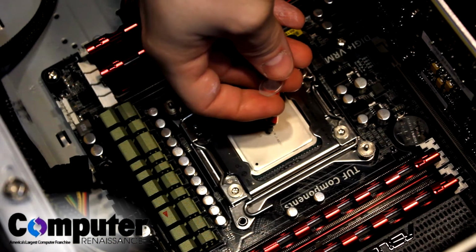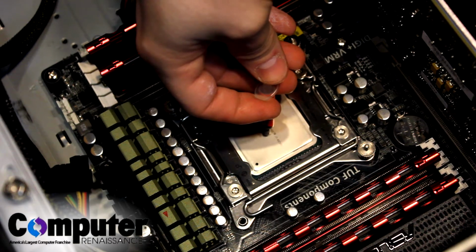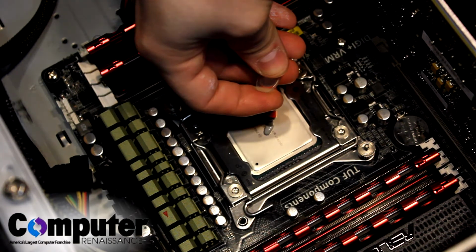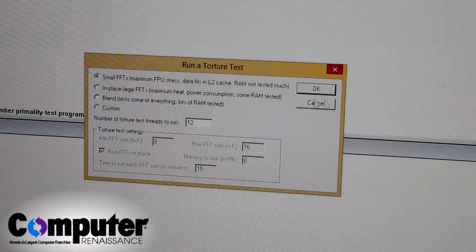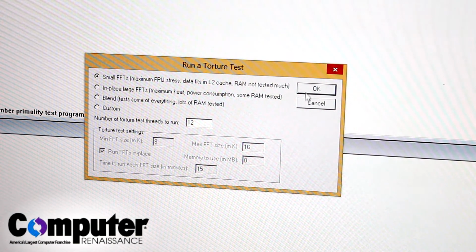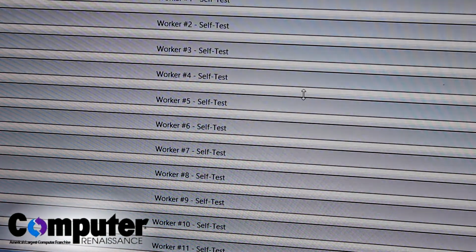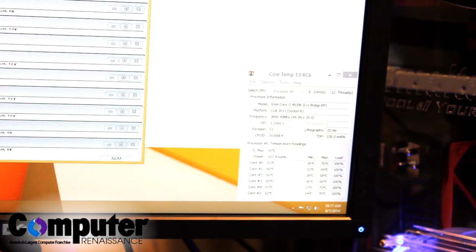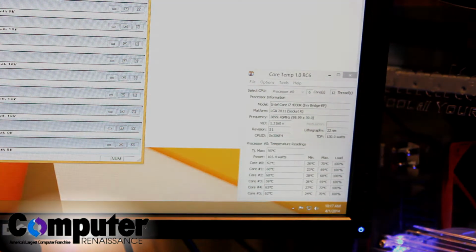The next compound to be tested is a slightly less generic Thermaltake compound. Once again, we'll be running Prime 95 on small FFTs for 48 hours. After a 48-hour run, temperatures peaked at 72 degrees Celsius, giving us next to no improvements.